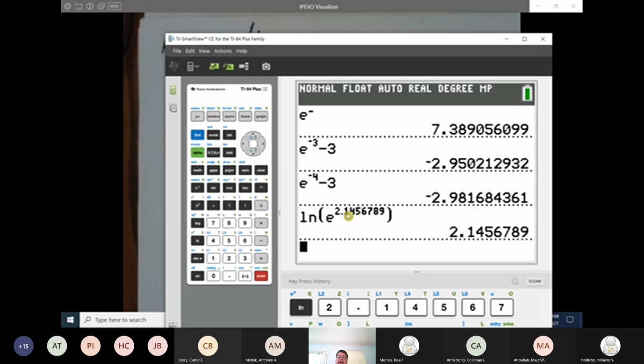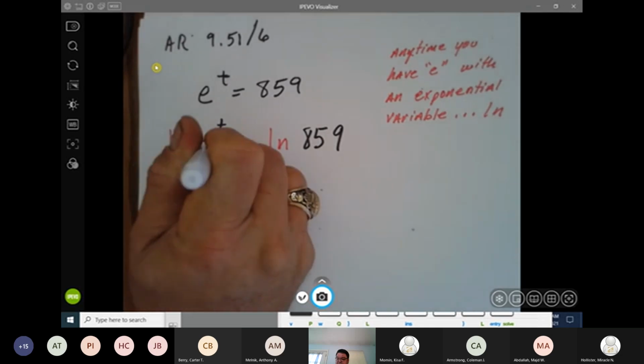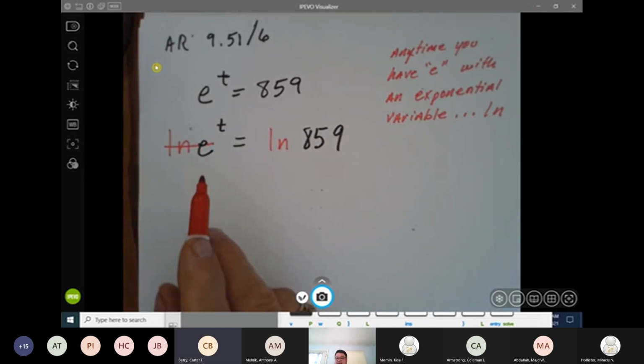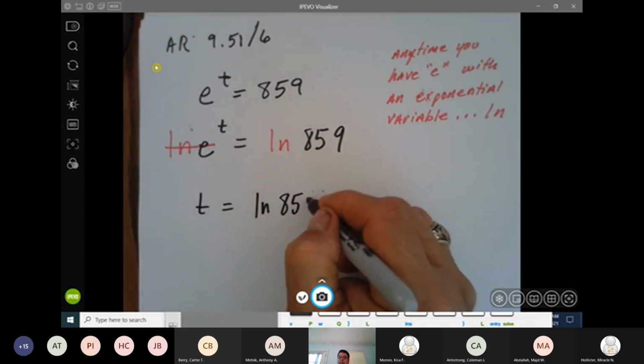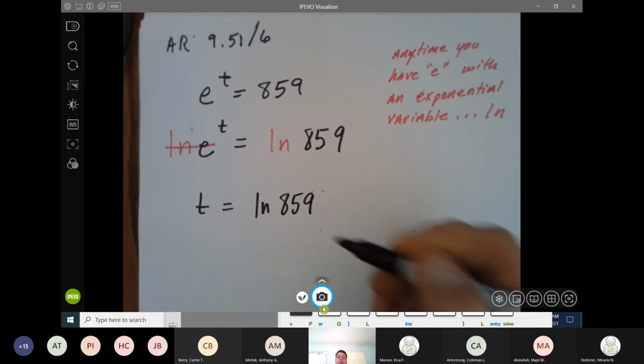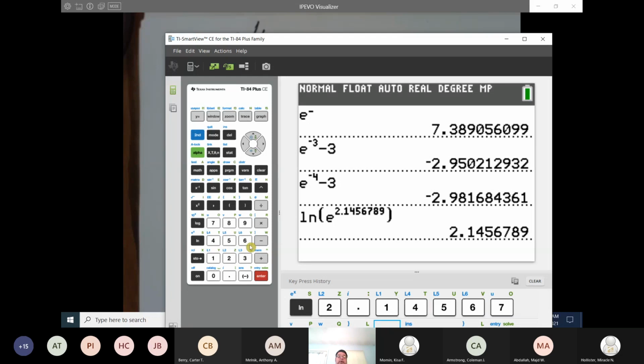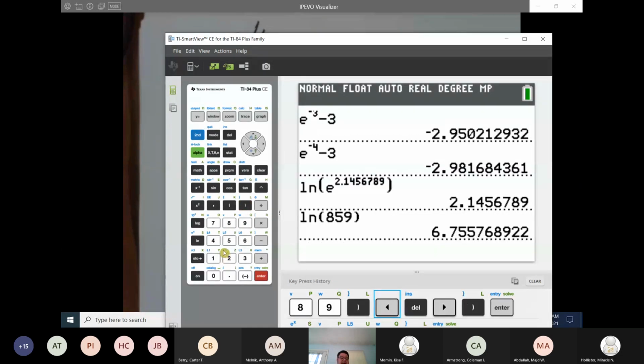Look at the problem I just did on the calculator. Did I get 1? The natural log of e to a variable or to a number. You get the variable. So what happens to the natural log of e? What happens to it? I'm getting the red marker out. What happens? The natural log cancels out the e, and you're just left with the exponent. That leaves t is equal to the natural log of 859. So natural log of 859, 6.7558.